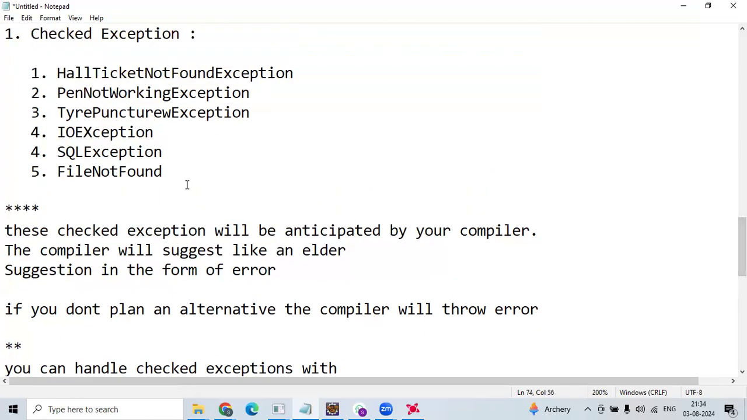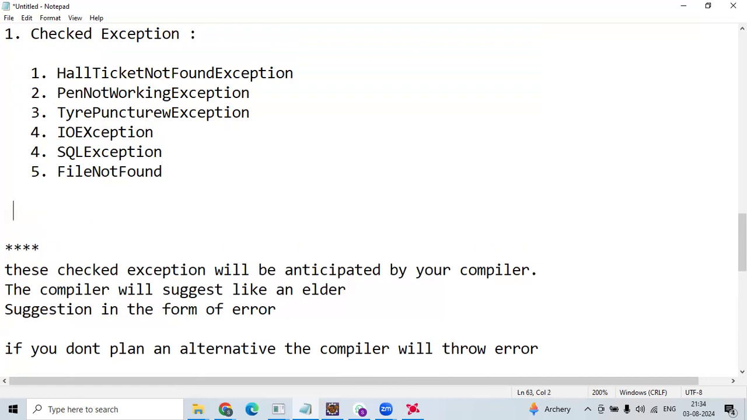But how can I predict that it will come? See, that comes by practice, Manohar. That's a good question, by the way. Let me give you an example.